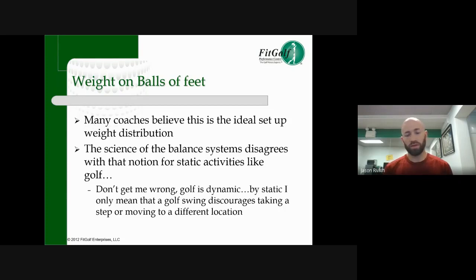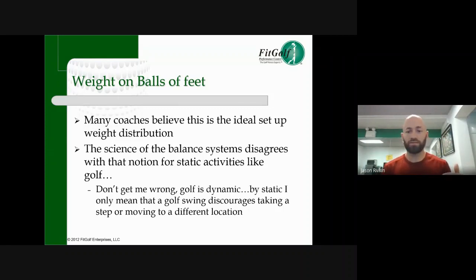So when we think about the weight being on the balls of the feet, and we think about athletes that do that, what comes to mind? Basketball players, linebackers, athletes that need to change directions, right? With very dynamic footwork and movement. Now, I'm not saying that golf isn't dynamic, but when we think about that stability-mobility chain, we want as much stability from the feet to promote proper function of the rest of the joints up the chain.